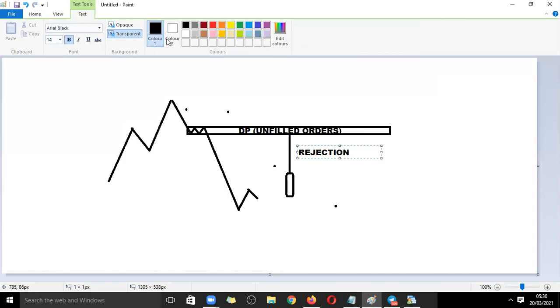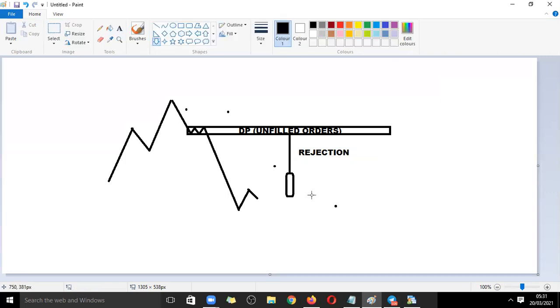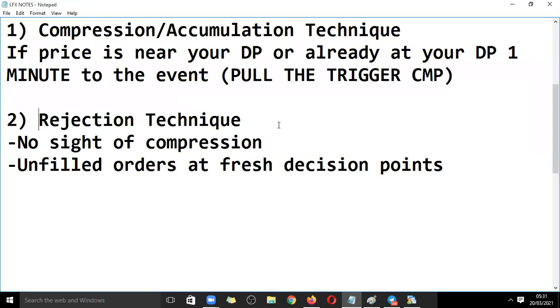And then it will continue in the original direction right there. It will then continue dropping afterwards. After the rejection, price will continue in the original direction. So basically that's it. That's the rejection technique. That is how it works. So if you don't see a compression, there's a high likelihood of a rejection happening due to unfilled orders at a first decision point. But this technique requires experience. You have to be experienced to trade it.